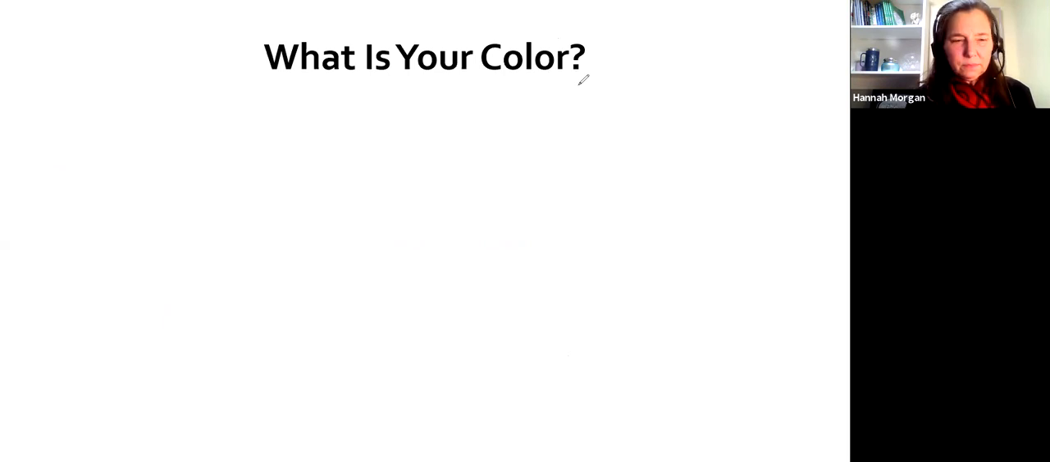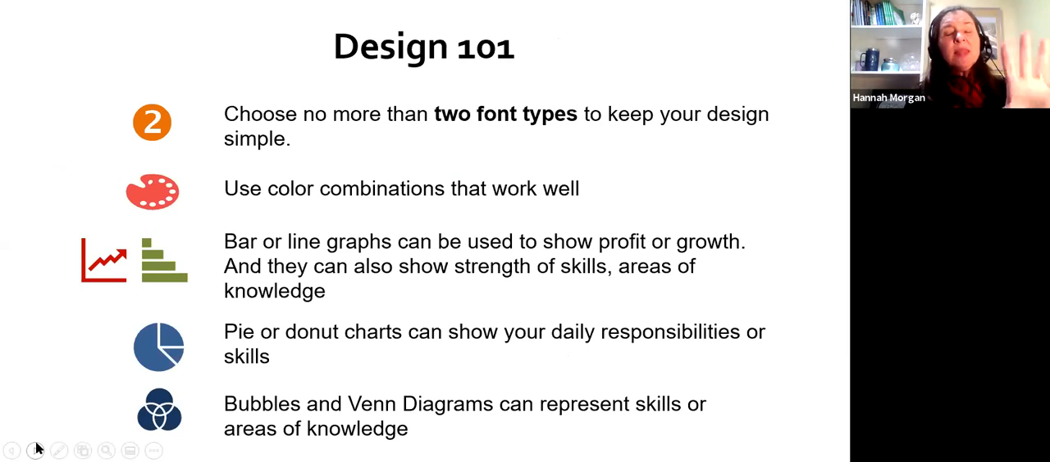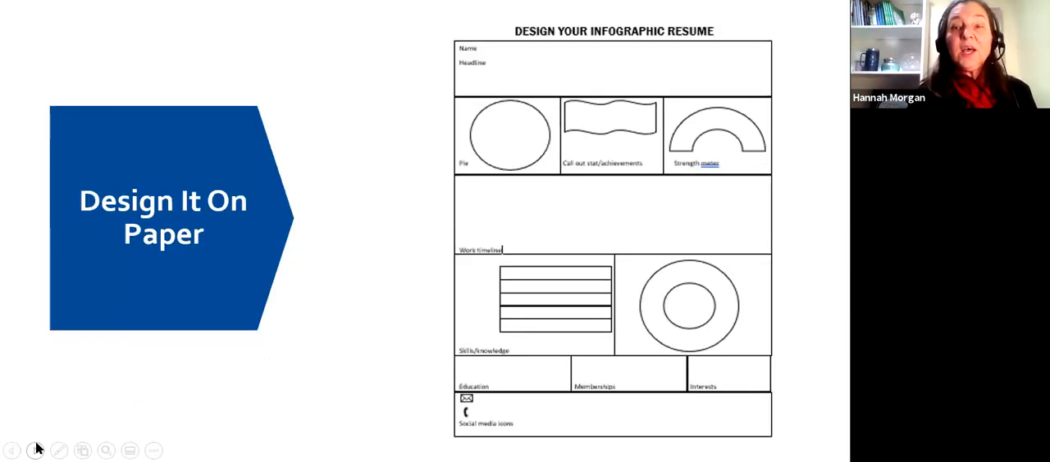In the handout, you'll see some of these design rules: no more than 2 fonts, and use a color combination that works well. There are also some hints: bar and line graphs can be used to show profit, but they can also be used to show skills. Pie and donut charts can show your daily responsibilities or skills, and bubbles can represent comparative information. So all of that is in the handout, a summary of what we've talked about so far.